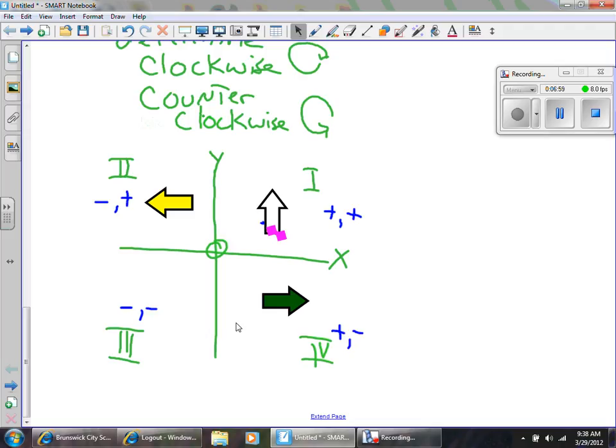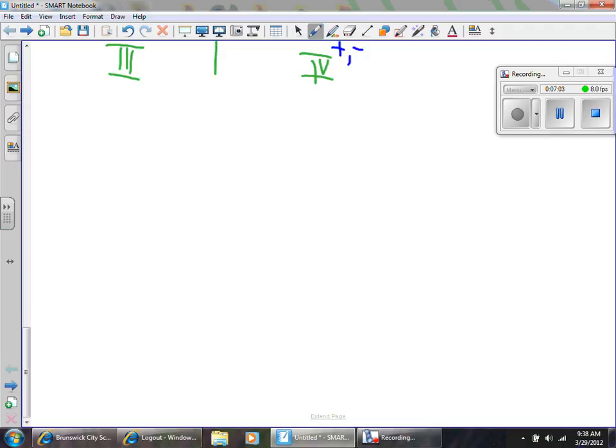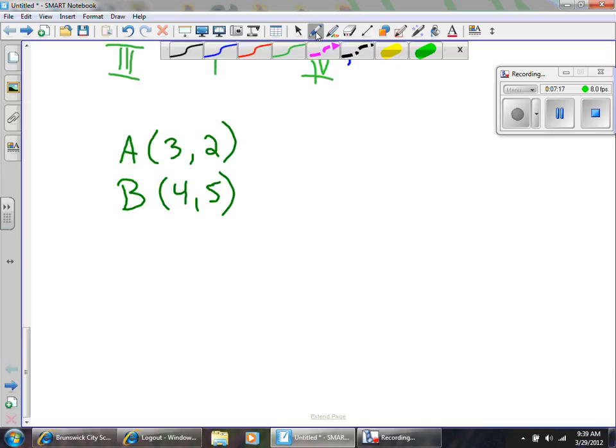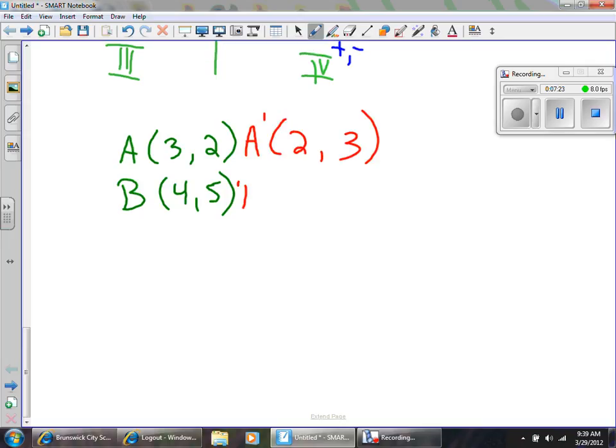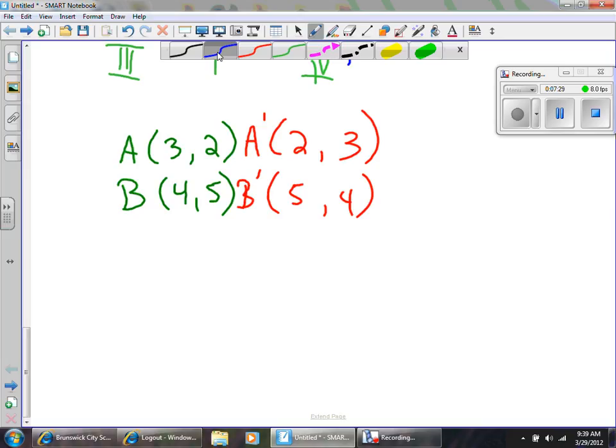What you need to do is use your coordinates. So maybe A was at 3, 2. B was at, I don't know, 4, 5. I'm just making them up. For 90 degrees, you're going to switch X and Y. So A prime would go to 2, 3, and B prime would go to 5, 4. But then you have to remember how to get the sign.